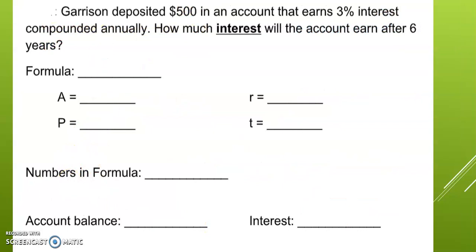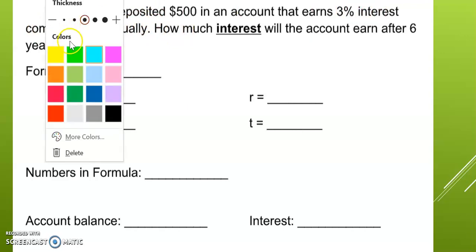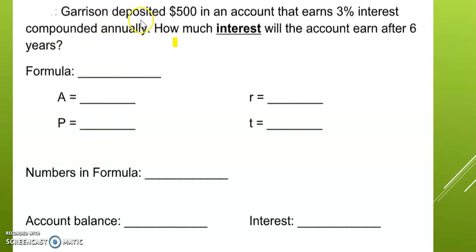So we are on the next example. Garrison deposited $500 in an account that earns 3% interest, compounded annually. How much interest will the account earn after 6 years? So let's see what we're looking at. Garrison deposited, there's the $500. Here's my interest. 6 years again. Okay, how much interest?